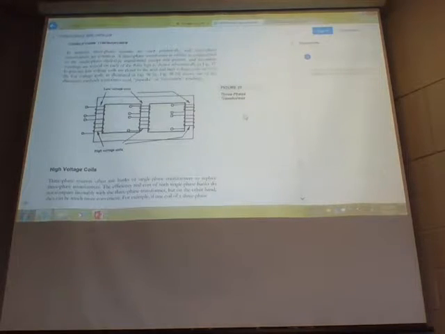In practice, low voltage coils are closer to the iron core and high voltage coils are over the low voltage coils. And there are different ways of winding.